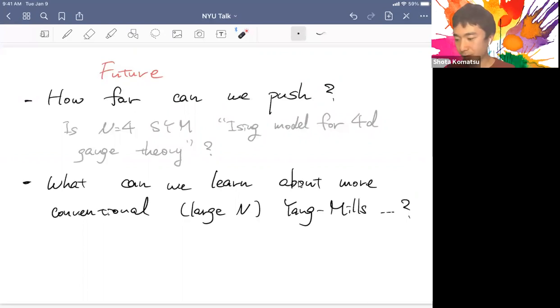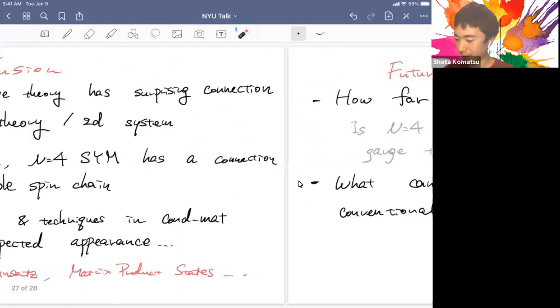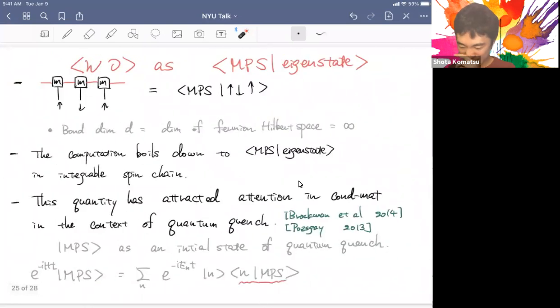Yes, it is possible to do it. I think that can be understood from this picture. As I said, a matrix product state is the Wilson loop, and the operator is an eigenstate.